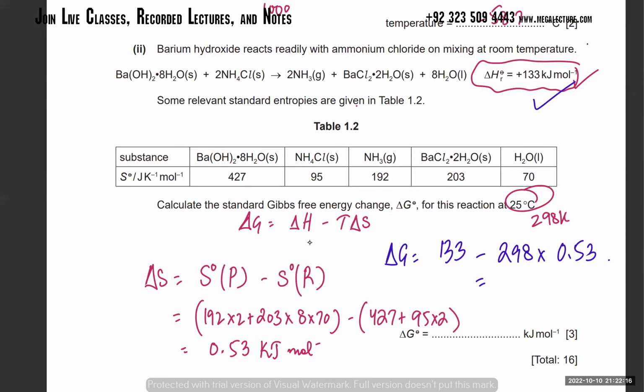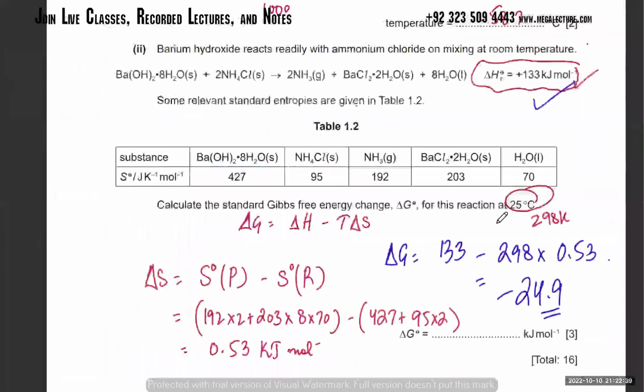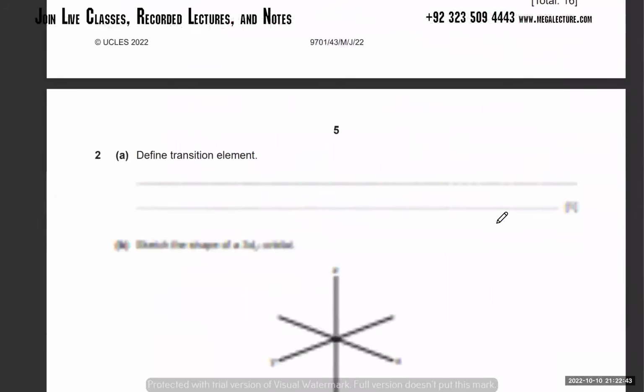Sir, I'm getting negative 24.94. Three significant figures, I guess. Okay, so negative 24.9. That's the answer, kilojoules per mole. Is this clear? Yes, sir.